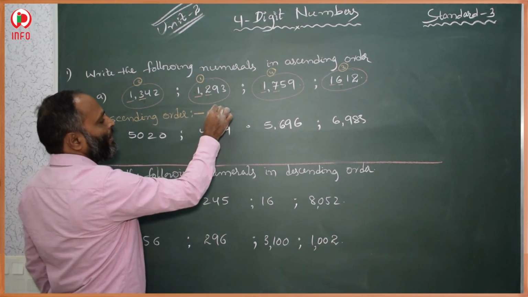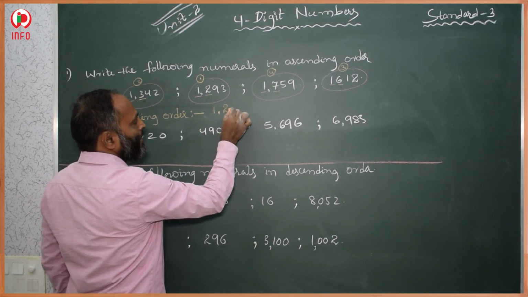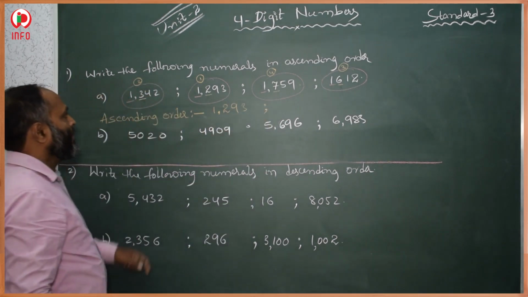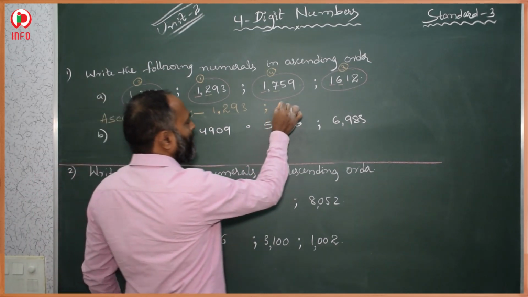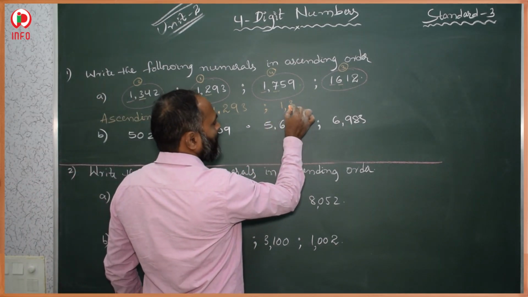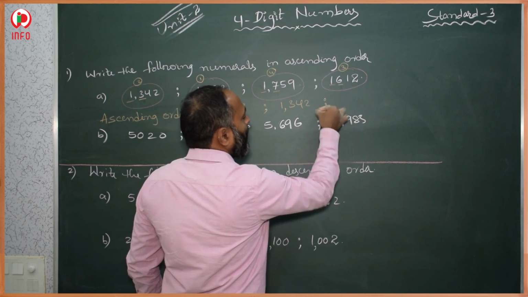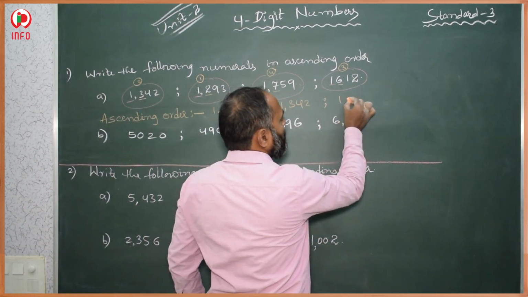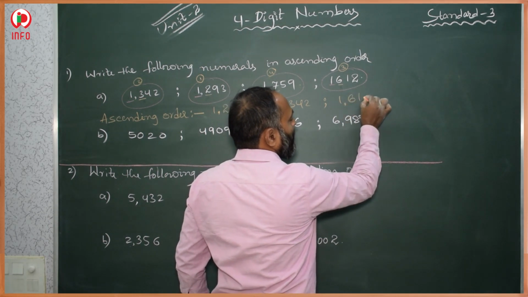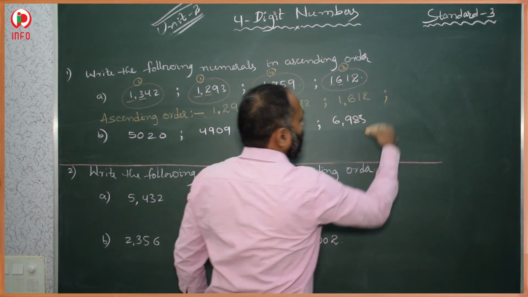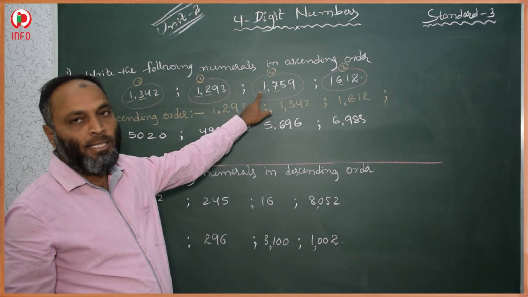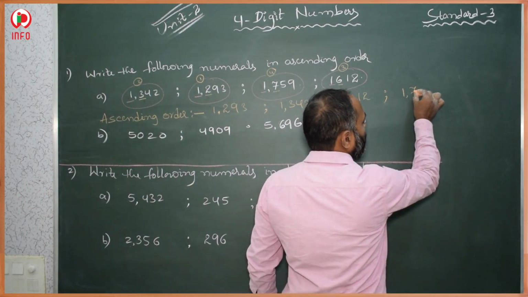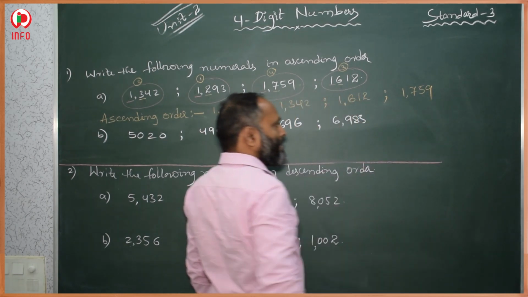This one first, 1293. This is the first. Then after that, this is the second, a little bit bigger, 1342, and a little bit bigger, this one, 1612, and the biggest one, 1759. This is the ascending order.